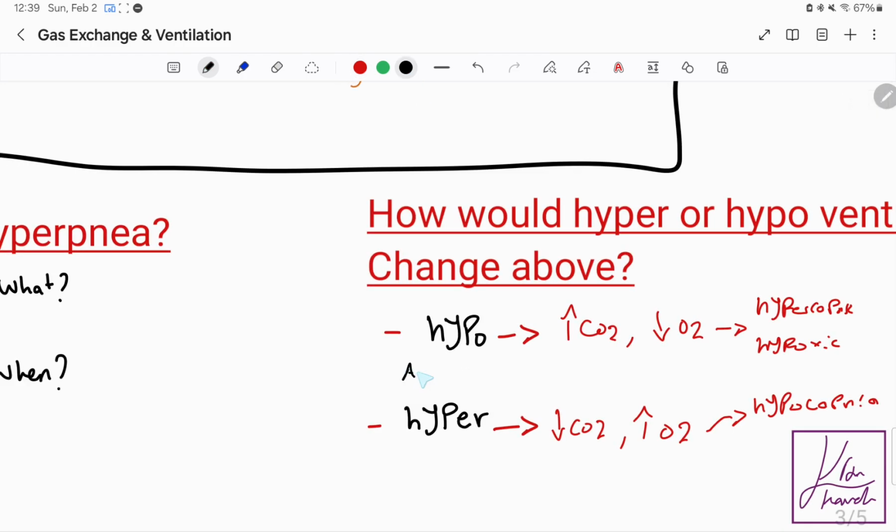Hypoventilation is when your alveolar ventilation is actually going to be less than your CO2 production, which means the CO2 is going to start building up. Okay, hyper is when the alveolar ventilation is actually greater than your CO2 production.